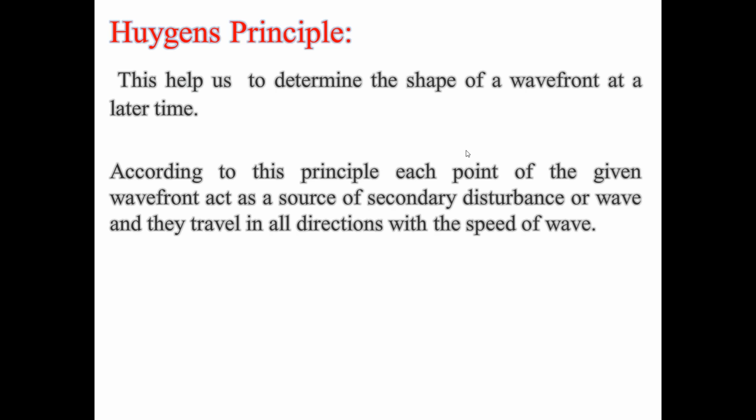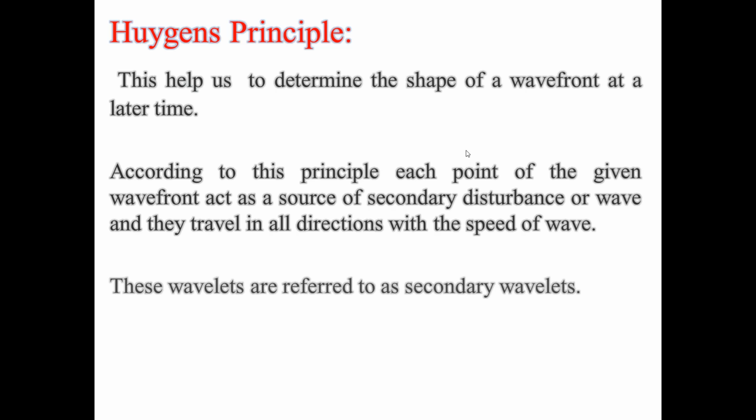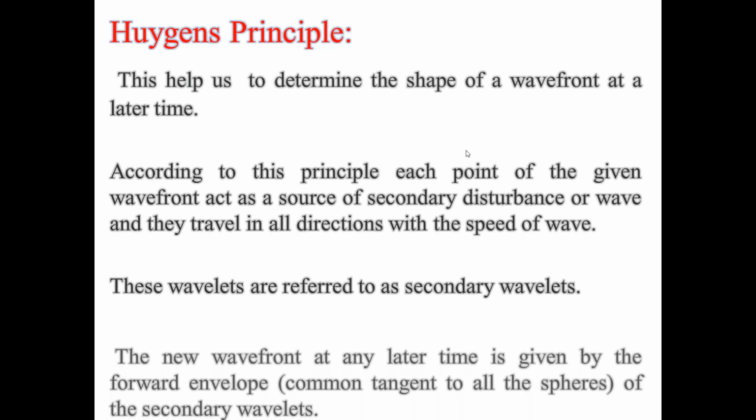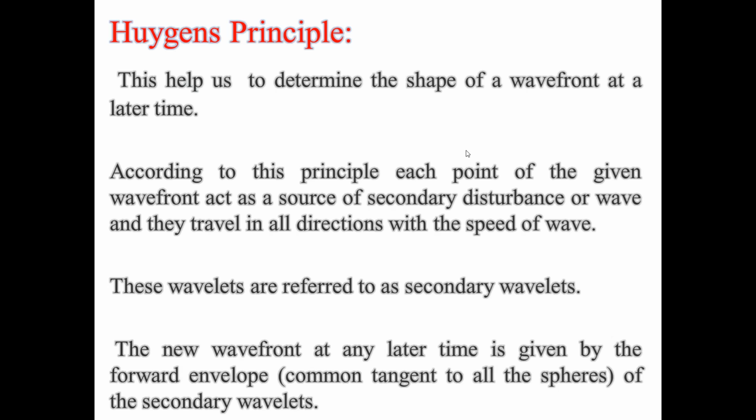Since each point is a source, it gives out spherical waves. These spherical waves are referred to as secondary wavelets. The new wavefront at a later time is given by the forward envelope of secondary wavelets, or a common tangent to all these spheres gives the new wavefront.